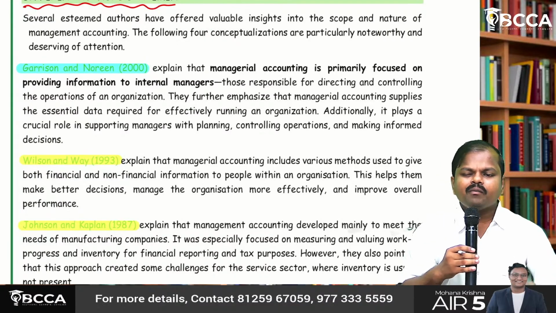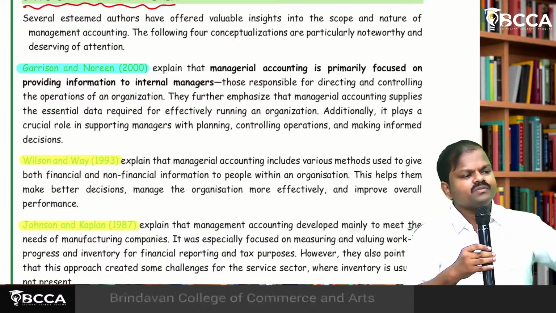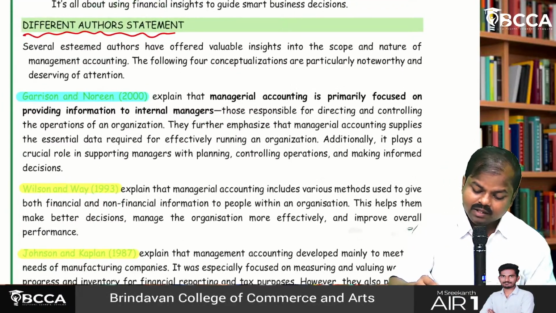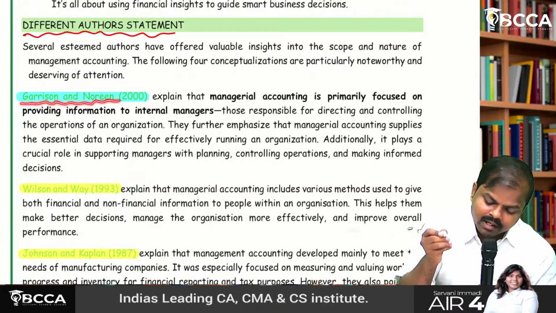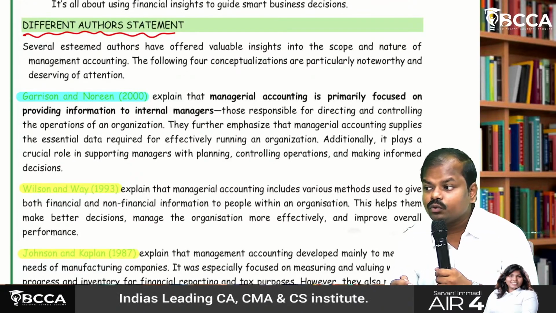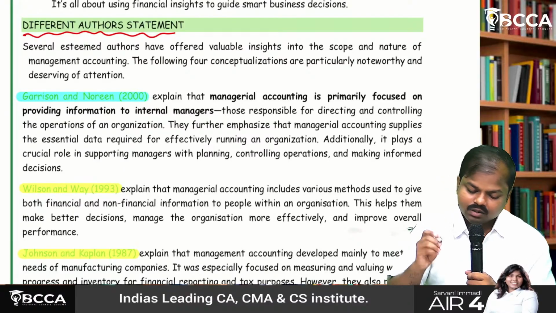According to Colin Dury, management accounting is a combination of all subjects. But they are telling their opinions. Number one, whom? Garrison and Noorin, in the year of 2000.